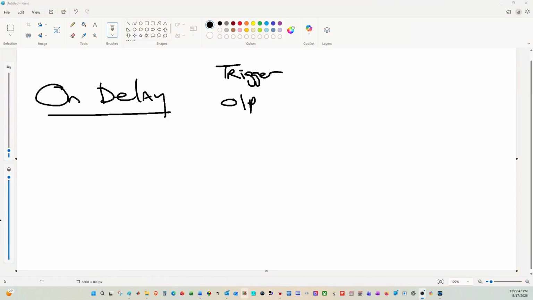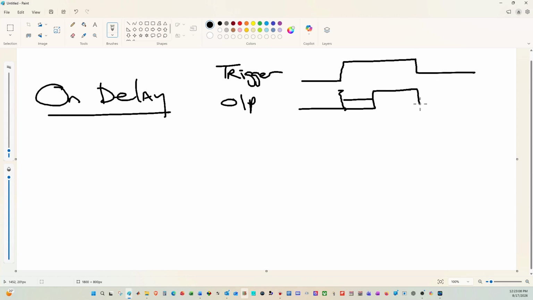The very first of the two that I'm going to do is going to be the on delay. Now what's going to happen is when I give it a trigger, it's going to delay for a certain period of time, and only then is the output going to switch on. And when I take the trigger away, the output will switch off immediately. So as soon as it's given a trigger, it will delay and then it will switch on. And when the trigger switches off, the output is going to switch off. That is exactly what we are going to demonstrate right now.